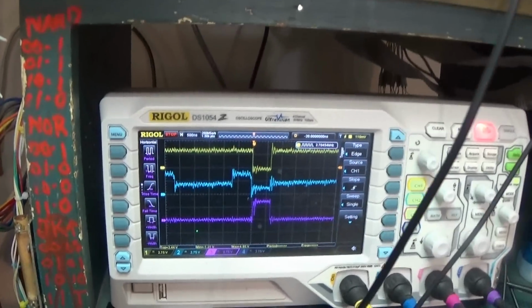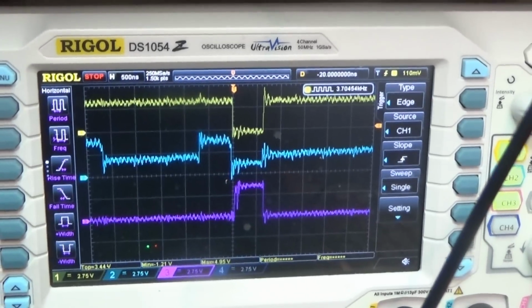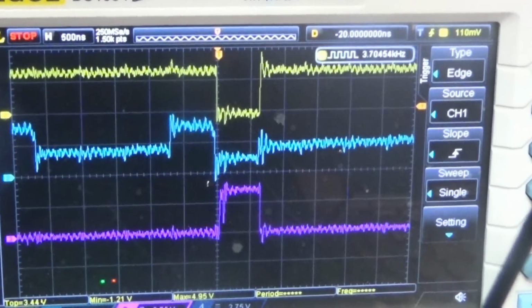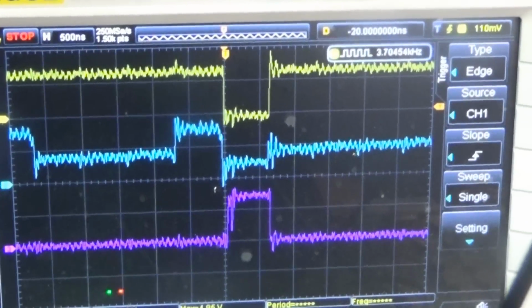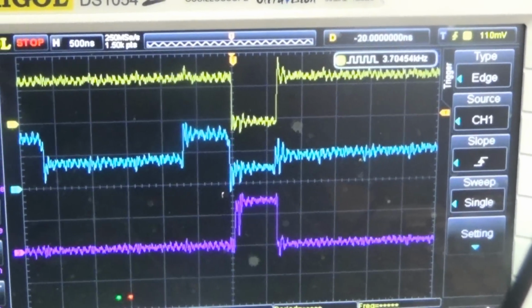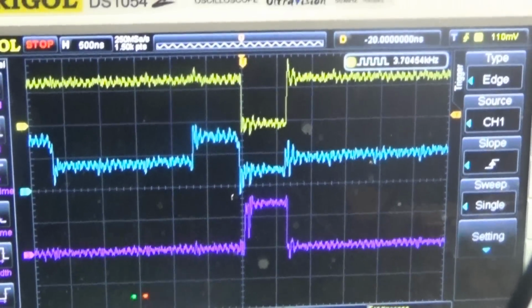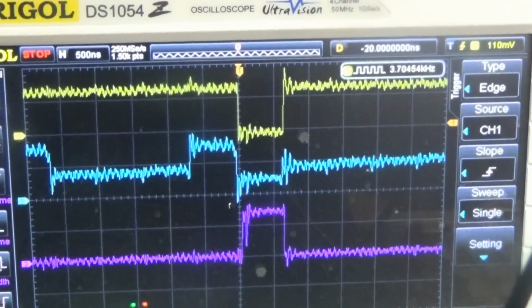and the middle signal there is the input signal, and the driven output is on the bottom. And you can see this works right. The driver is working properly, but that input signal never goes low. It's always either floating or high.